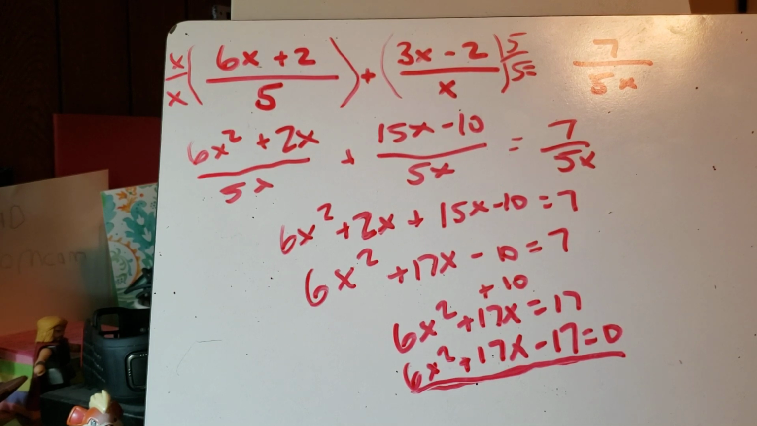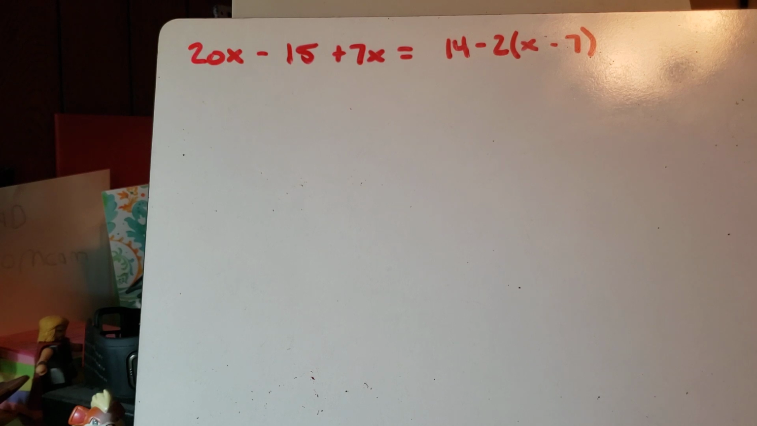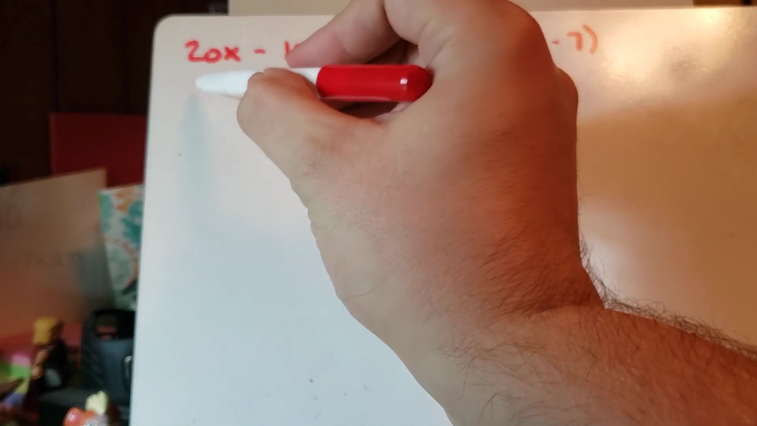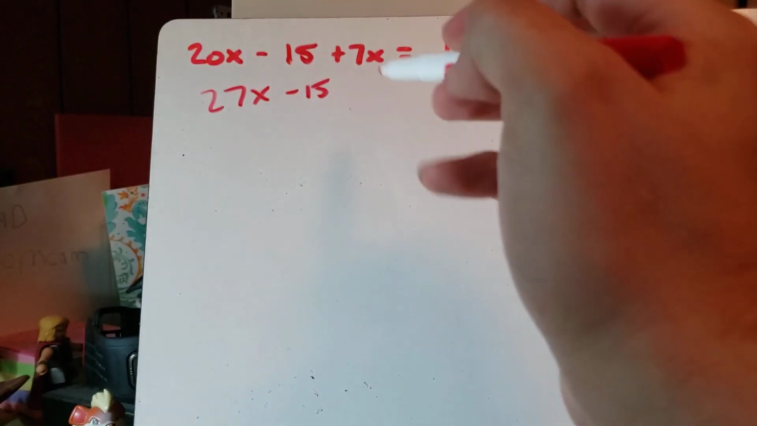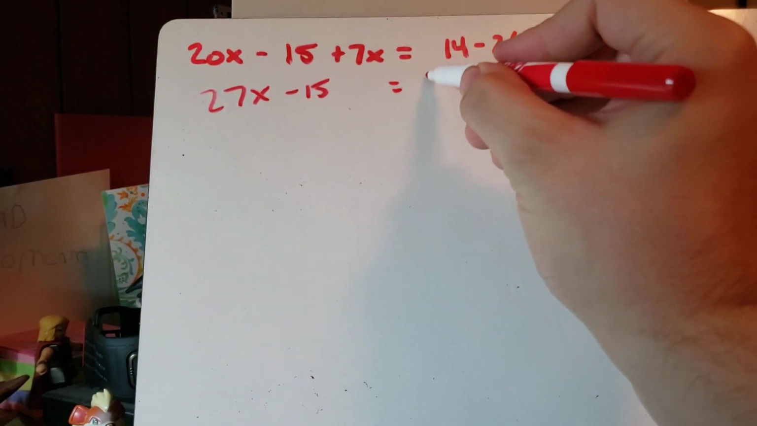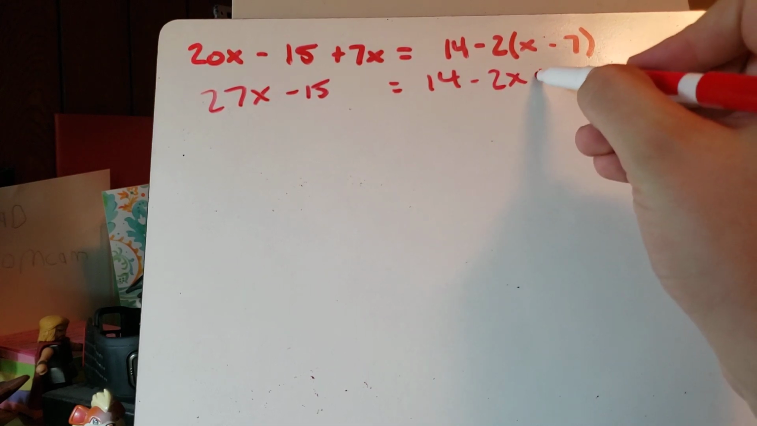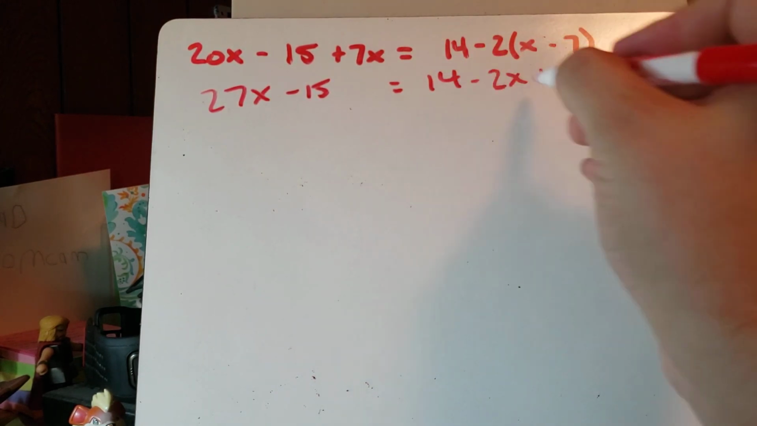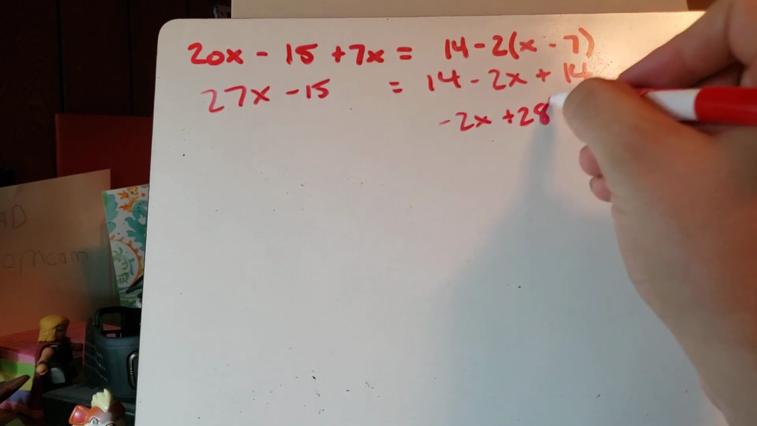Let's go to a problem that I know we can actually solve. This one here has a little bit of distribution in it, some like terms, a little bit easier. Not going to get a quadratic in this one. So on this side over here, we're just going to combine our like terms and get 27x minus 15. And over here, we have to do some distribution. Okay. So if I quickly do this part right here, I'll get negative 2x plus 28.